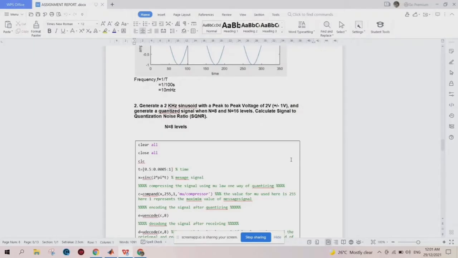Good day, sir and friends. My name is Jevitha Gunalan, and my matric number is B0820100345. So my part is the second question.